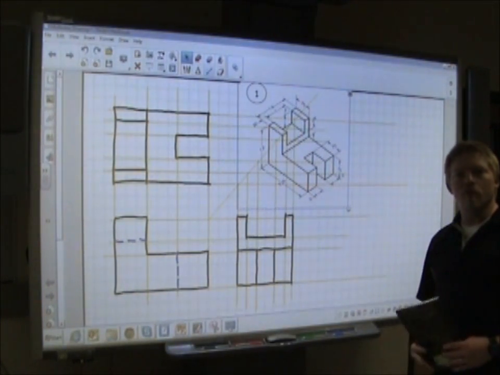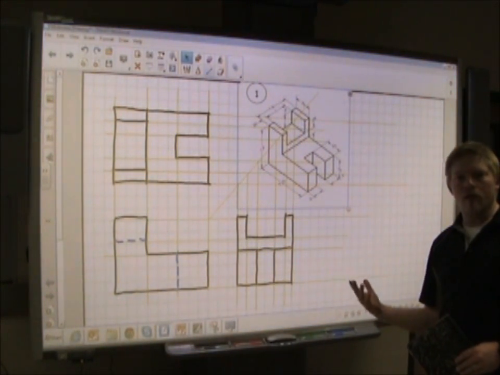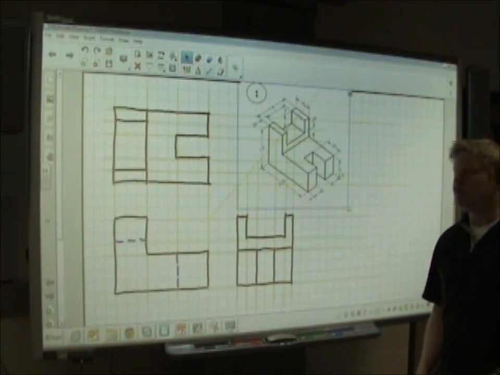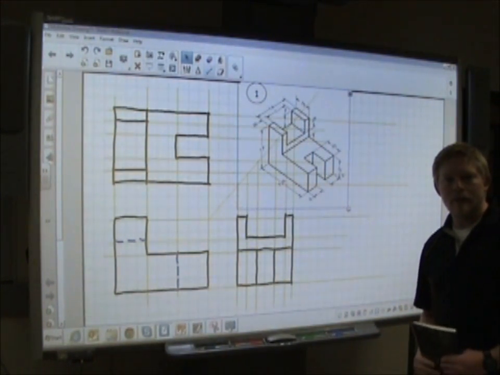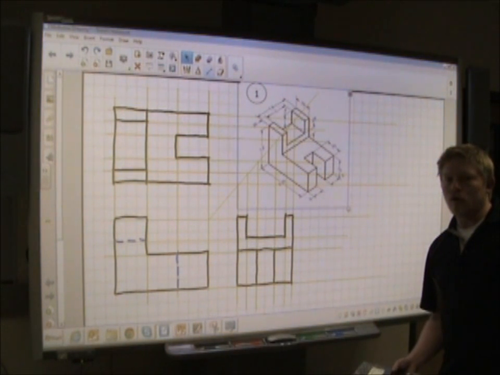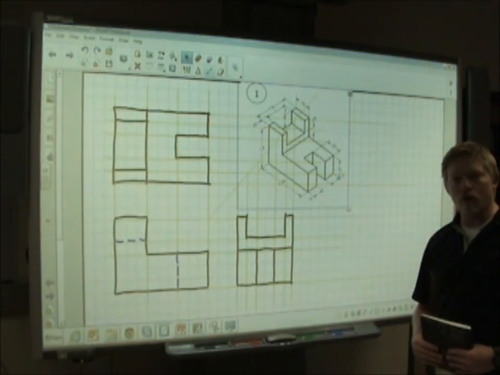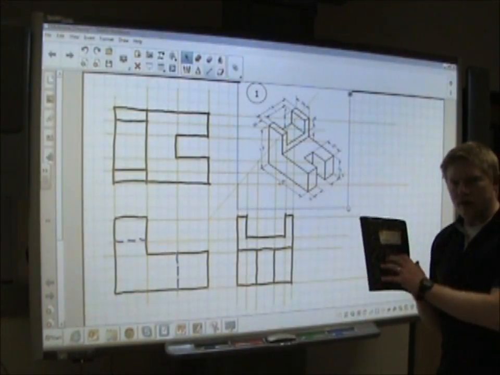Again, review the PowerPoint on multi-view drawing. That will give you some step-by-step guides too as to how to do this. But good luck. Hopefully Tuesday I will see some good multi-view drawings. Remember, they need to be perfect in your engineering notebook.